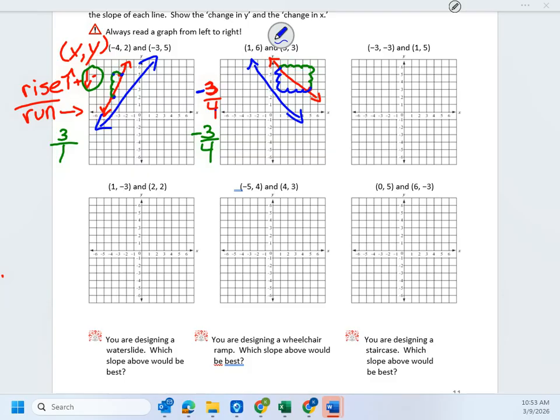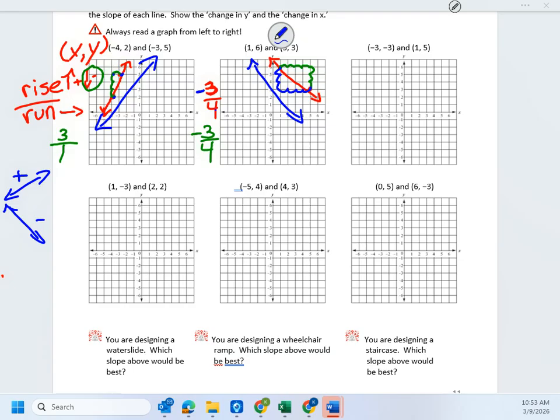You can even put on your help sheet that a line like this is positive, a line like that is going to be a negative slope. You can put that on your help sheet. Biggest mistake we make. Second mistake is starting at the wrong point.